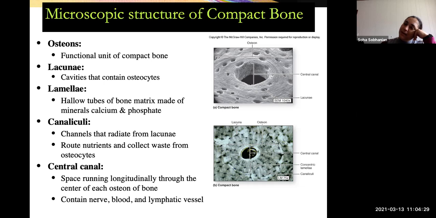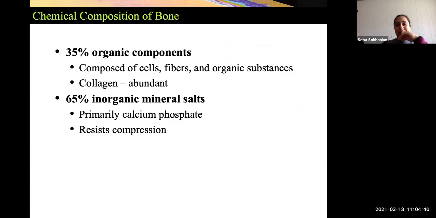The functional unit of your compact bone is your osteons, these circular structures that are basically depicted here. And again, remember this for both your lecture exam and lab exam. These are typical exam questions. Okay, let's do a few more slides and then we'll stop. We'll pick up the rest of the lecture next time. So let's just do a few more slides and we're good.